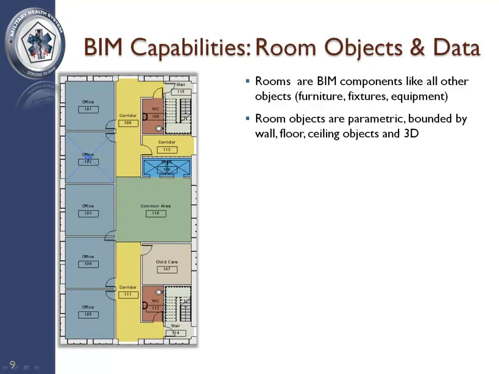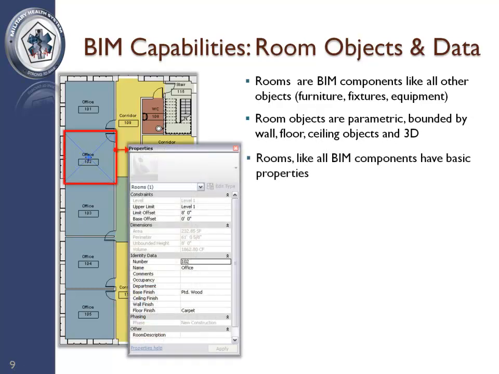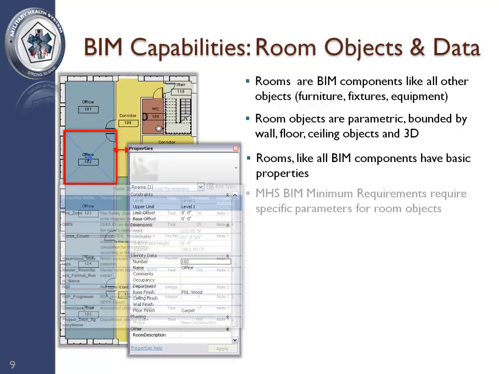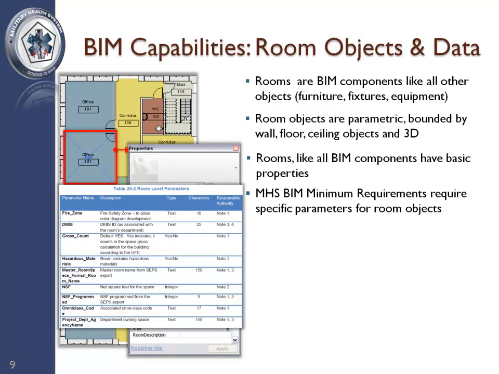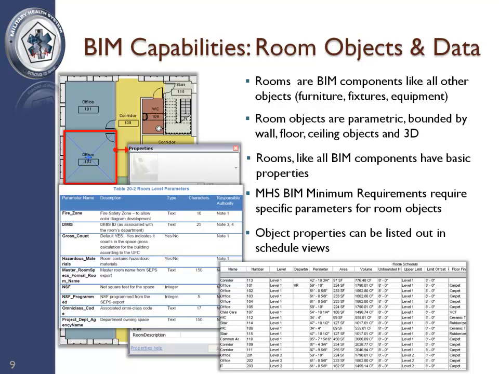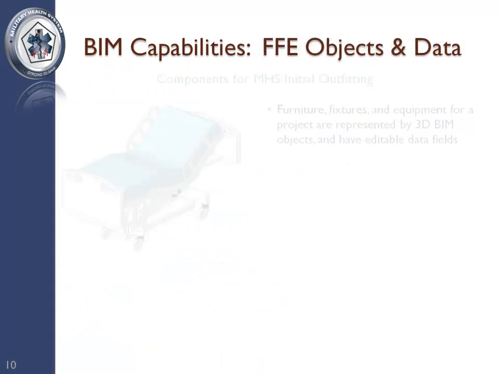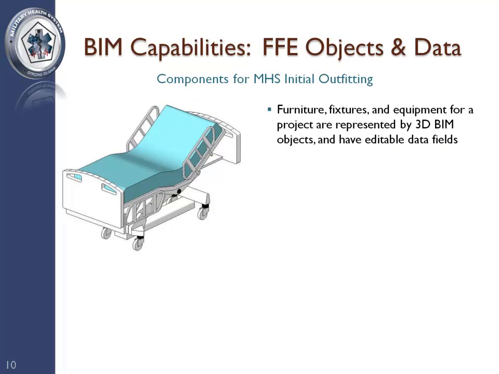Rooms can also be considered as objects and are a key component of BIM. Like any other object in BIM, room objects have data fields associated with them, such as room name or finishes, as well as properties such as area, volume, and height. MHS has a standard list of room-level parameters that should be attached to room objects in the project BIM. Room object data can be exported from a BIM-derived schedule. BIM room data is also important for the Program for Design, or PFD, validation check, and other reports that will be discussed later. Furniture and equipment objects also have associated data.